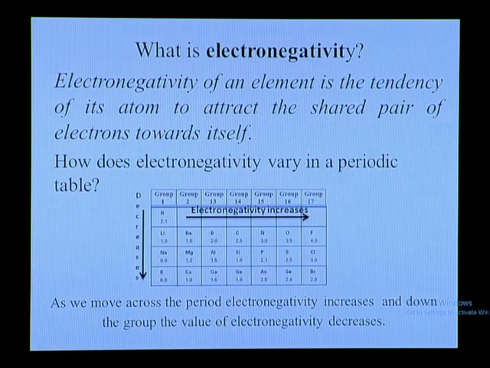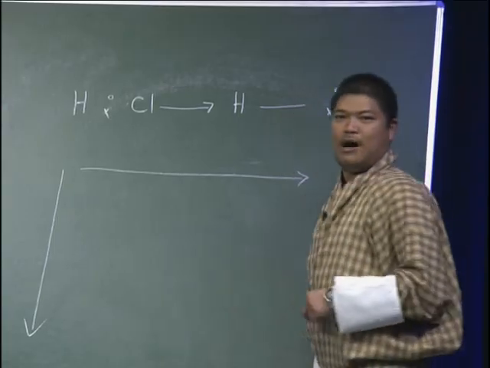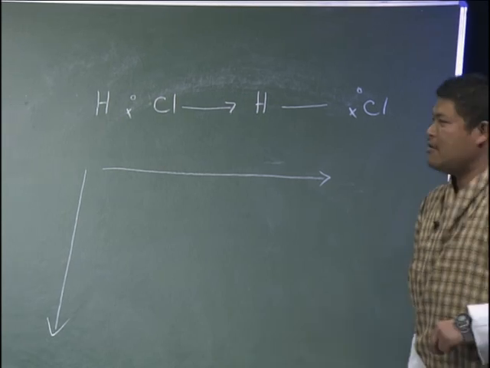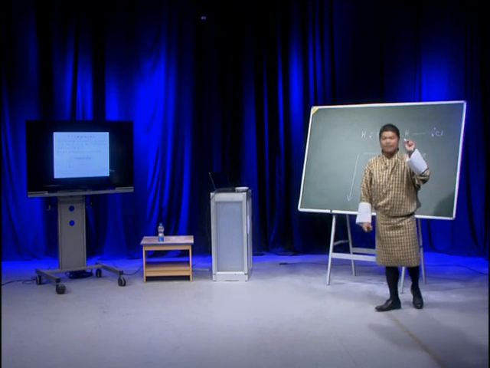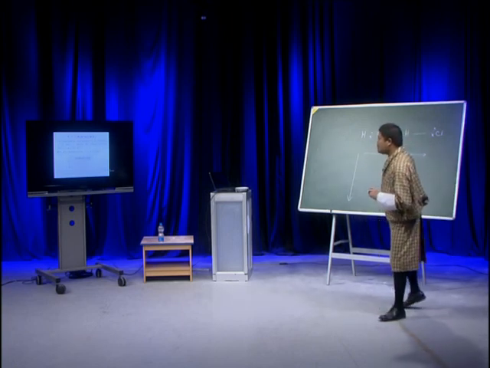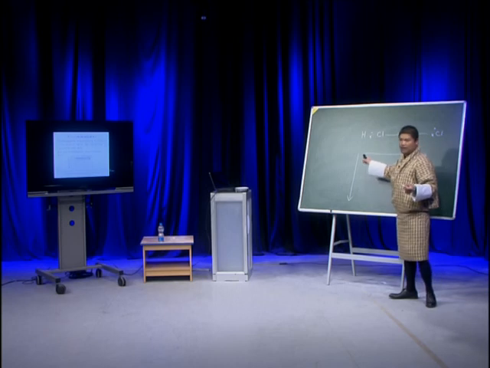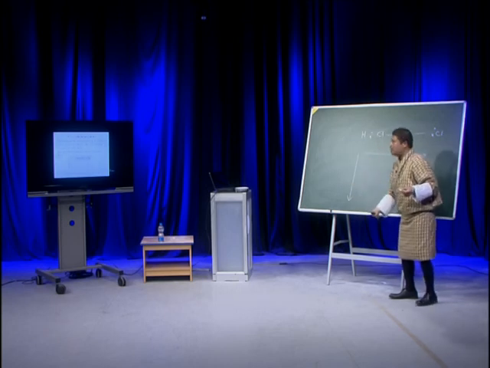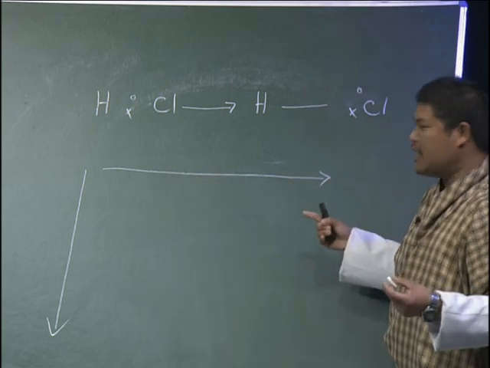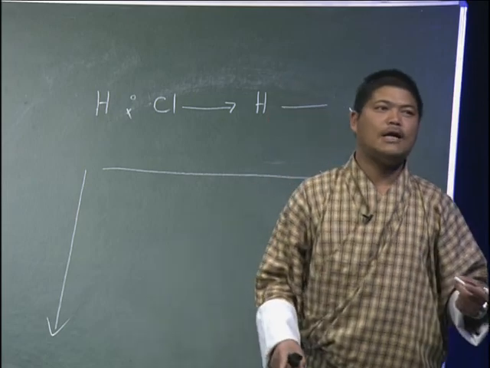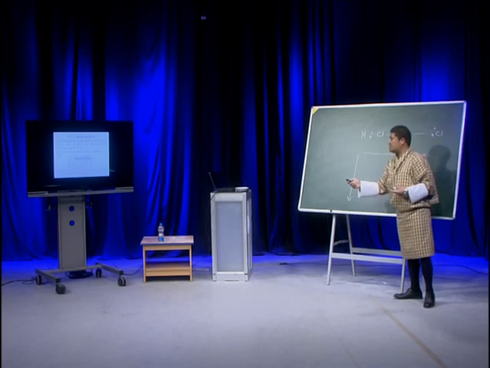Now what happens to the trend of periodic table down the group? So as we move down the group, the value of electronegativity decreases. Example here, hydrogen is assigned a value of 2.1 and potassium 0.8. So what do we see? We see that the value of electronegativity decreases down the group. So across the period, value of electronegativity increases. Down the group, value of electronegativity decreases. So one is increasing and the other one is decreasing.